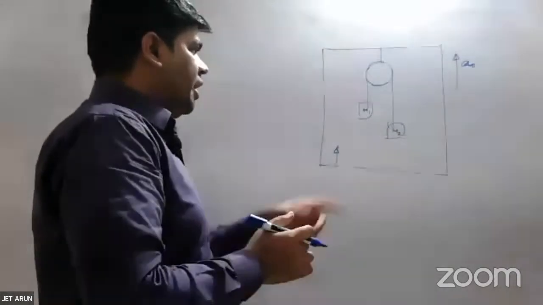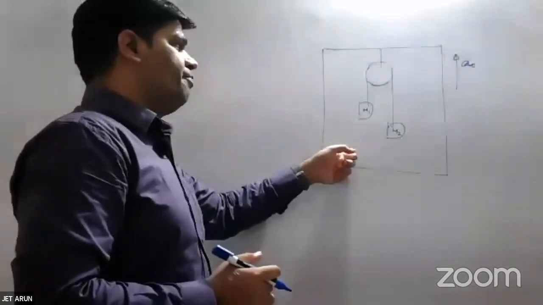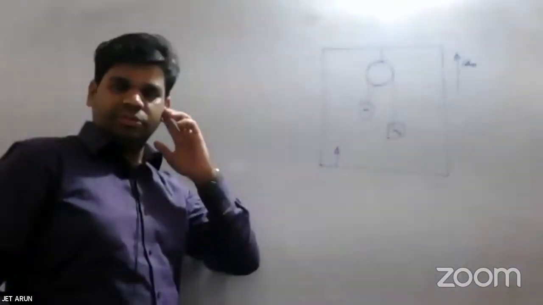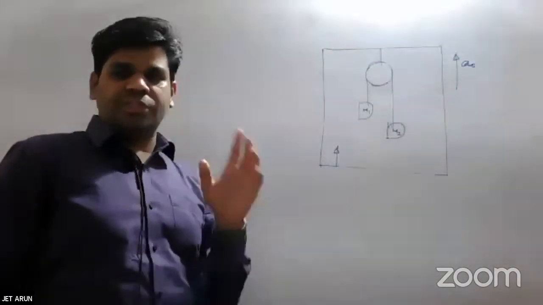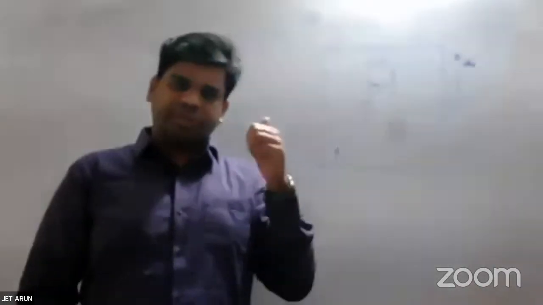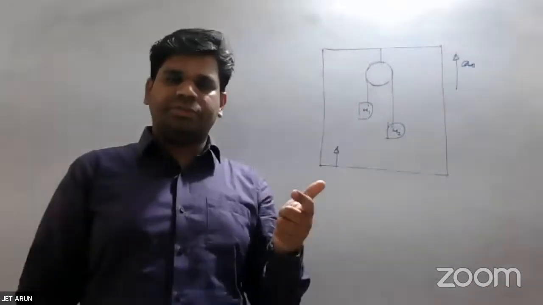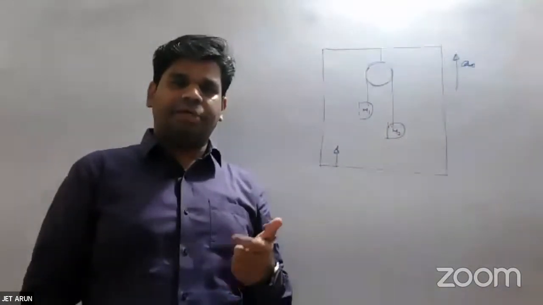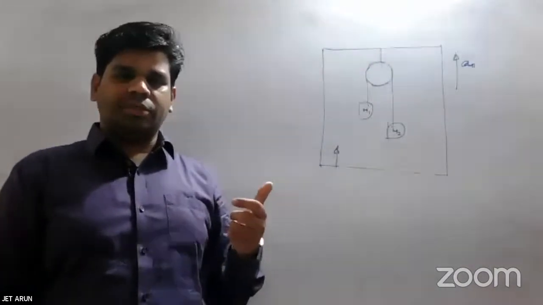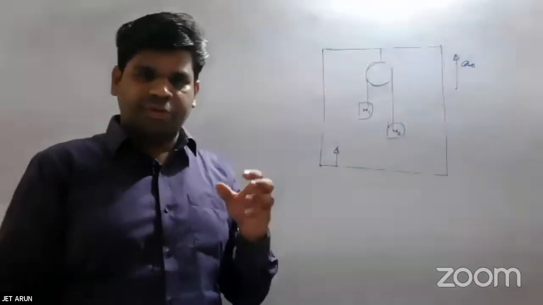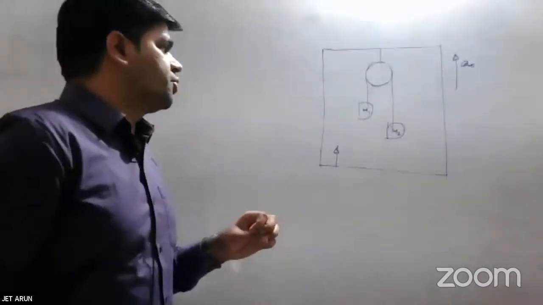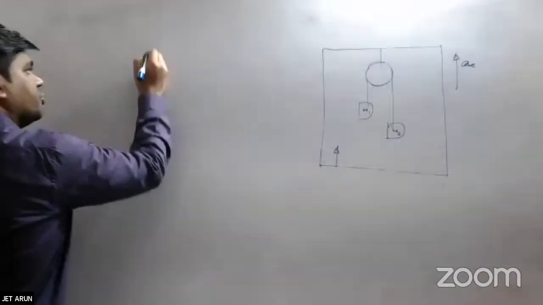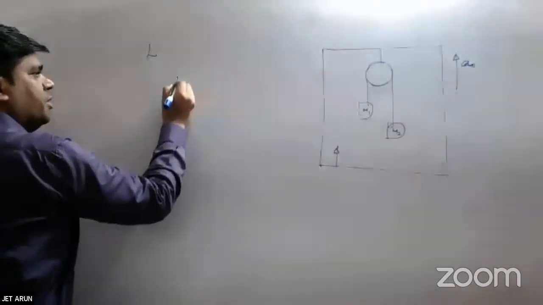Required to find accelerations of M1 and M2 with respect to the lift. So whenever you have an accelerated frame, it is better to go with a reference frame. First we're going to choose a reference frame. Strategy is choose a reference frame, draw the FBD in that reference frame, and then write F is equal to ma. Write Newton's equations for each and every particle. So here I'll choose the lift as my reference frame, the accelerated frame. With respect to the lift, I'll draw the FBD.